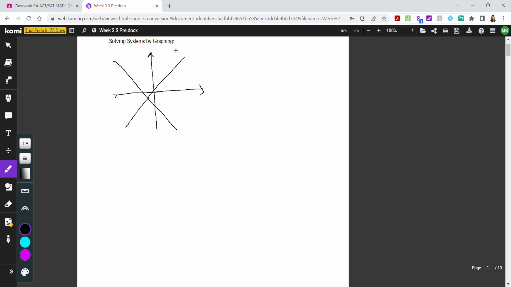See where they intersect? Where they intersect is going to be our solution, and we will write it as the coordinates x and y. Like I say, where they intersect is their solution. They intersect only at one place, so that is going to be their solution.